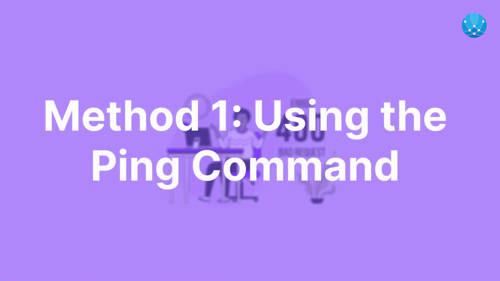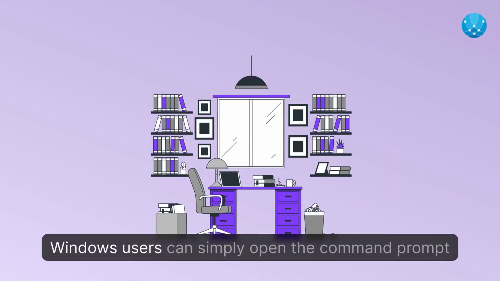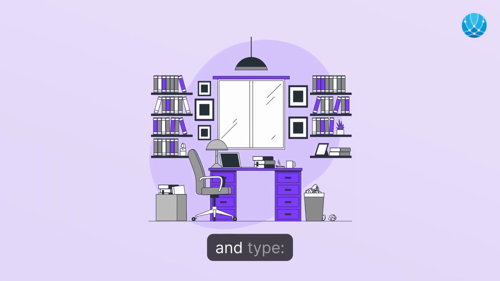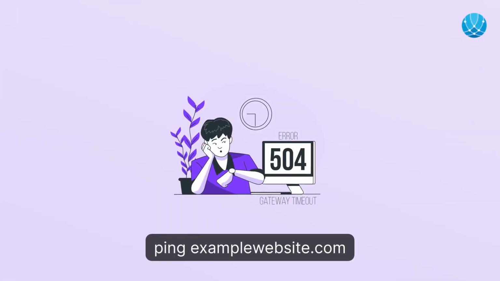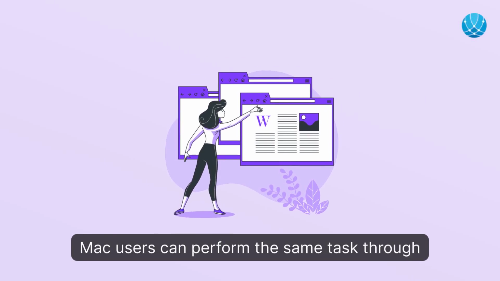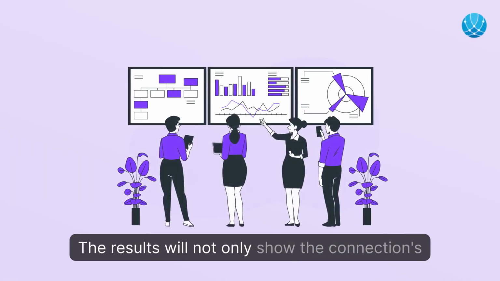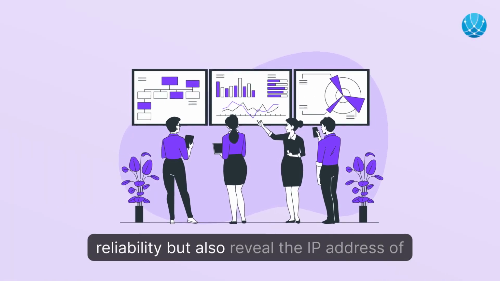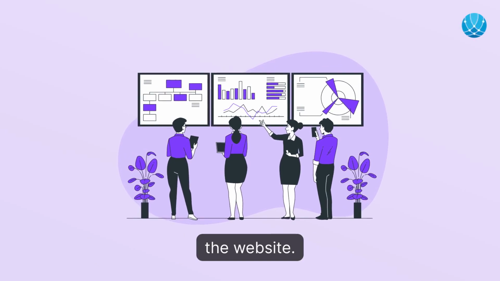Method 1. Using the ping command. Windows users can simply open the command prompt and type ping examplewebsite.com. Mac users can perform the same task through terminal. The results will not only show the connection's reliability but also reveal the IP address of the website.